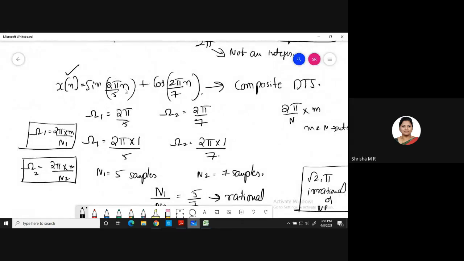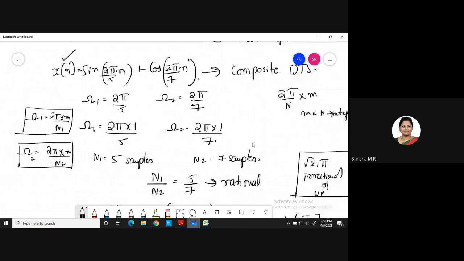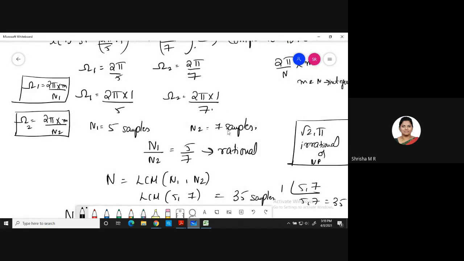So we have a composite discrete time signal, with a sine function and a cos function. What is omega 1? Omega 1 is 2 pi by 5, whereas omega 2 is 2 pi by 7. Now try to express this 2 pi by 5 and 2 pi by 7 in the form 2 pi by N into m, where m and N are integers. We can do it directly, no need to multiply or divide. 2 pi into 1 by 5 is in this form, right? So N1 has 5 samples and N2 has 7 samples.